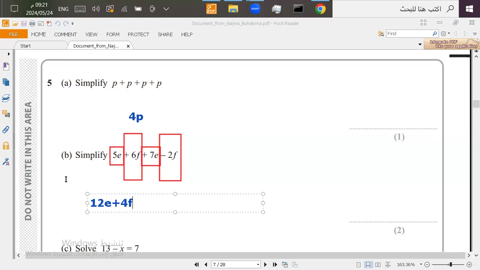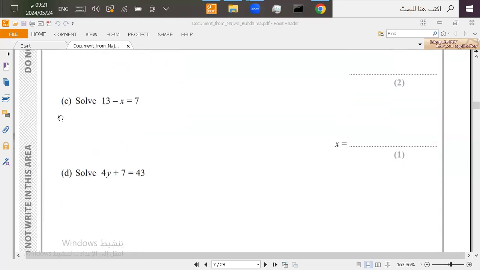Focus when you simplify on like terms and how to work them out. Okay. Next question. Solve this. Solve means find the value of x. Here we have 13 minus x equals 7. Now we're going to take the 7 to the other side and take the x to the opposite side. So the 7 is going to be minus 7, and the negative x is going to be positive x. So 13 minus 7 will equal x.